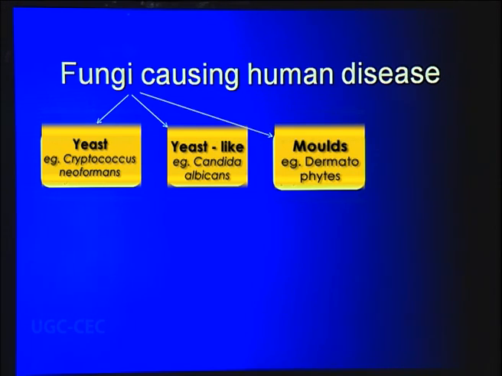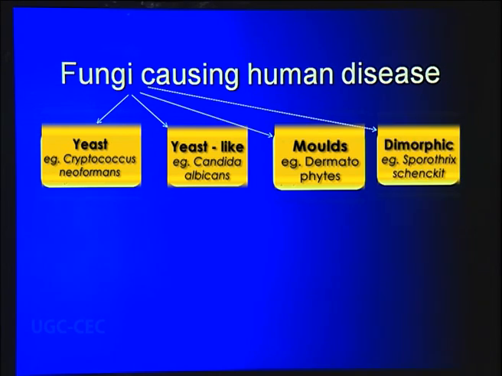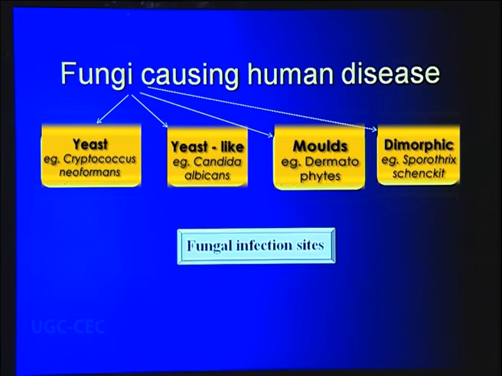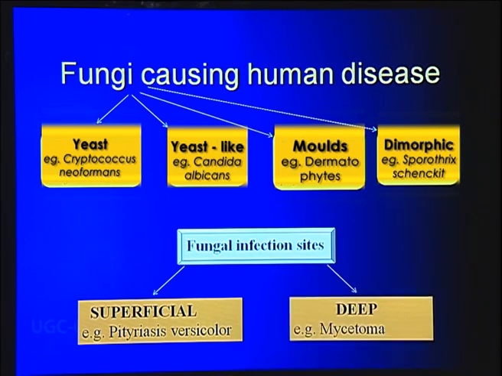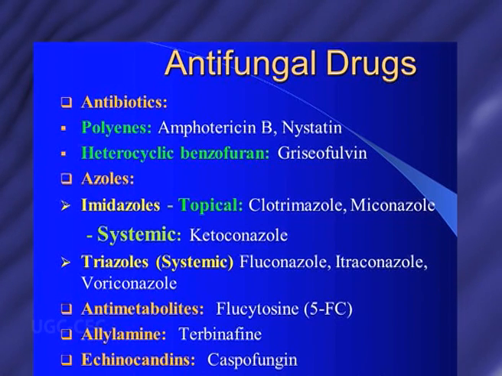Molds are filamentous fungi. An example is dermatophytes, causing superficial skin infections. And dimorphic fungi may grow both as yeasts or they may form filaments. An example is Sporothrix schenckii, causing sporotrichosis. Regarding the site of infection, fungal infections can be superficial, for example, those caused by Pityriasis versicolor, or deep, caused by mycetoma.